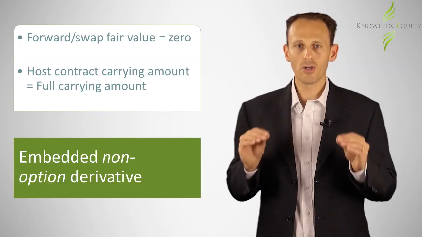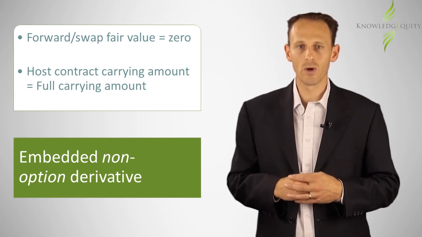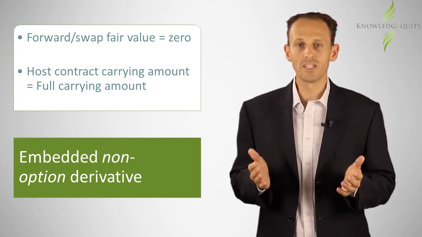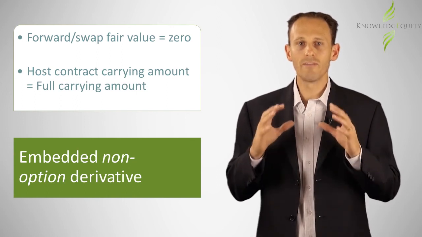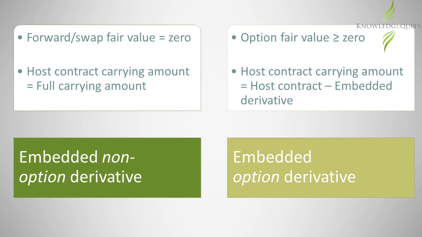An embedded non-option derivative, such as a forward or a swap, will have a fair value of 0 at inception. In this situation, the host contract will have the full carrying amount. An embedded option derivative will have a fair value reflecting its terms and features. In this situation, the carrying amount of the host contract will be reduced by the embedded option that has been separated. The embedded derivative is then revalued at the end of each period, and the gain or loss will be taken direct to profit and loss.